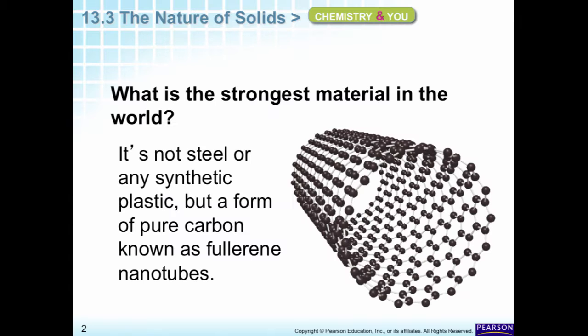Okay. All right, so the first slide we have a lot of carbons there, okay? And this is called a nanotube. A nanotube is actually something that started happening.